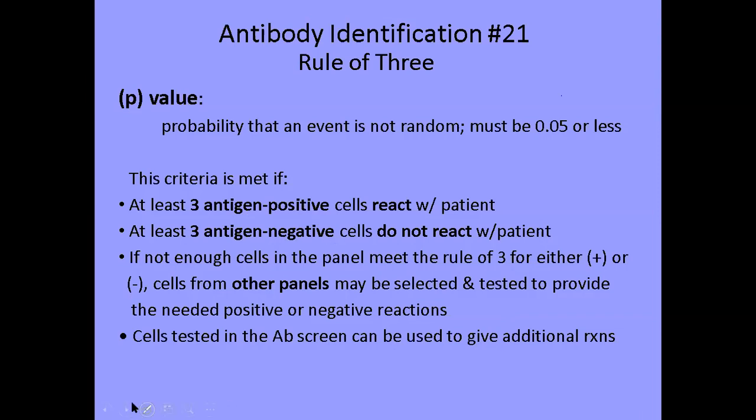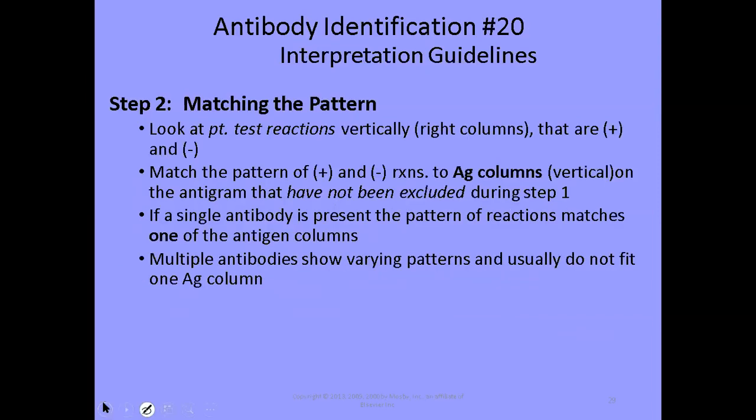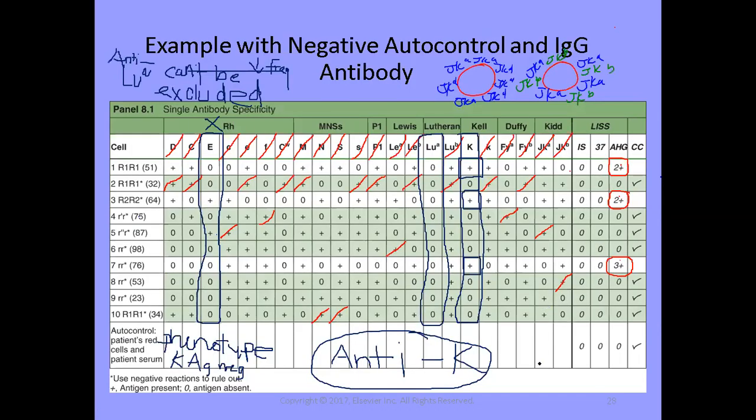Okay, so let's go back and look at our panel. So let's see, was our rule of 3 met? Do we have at least 3 antigen positive cells that reacted with our patient? We have 1, 2, 3. So we just made it with our positives. We definitely have at least 3 antigen negatives that did not react. We have quite a few. We actually have 1, 2, 3, 4, 5, 6, 7. So we could say that yes, the rule of 3 was met. So this is not a random event, and it's highly likely that anti-K is the antibody.